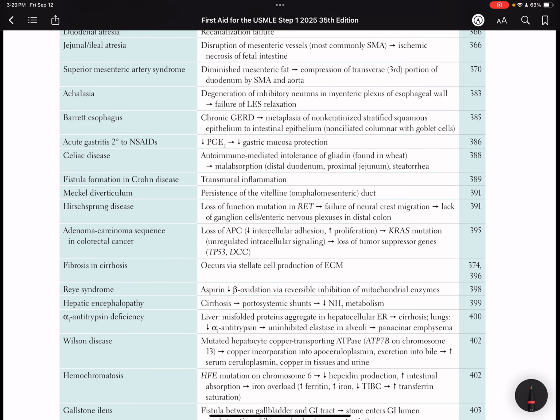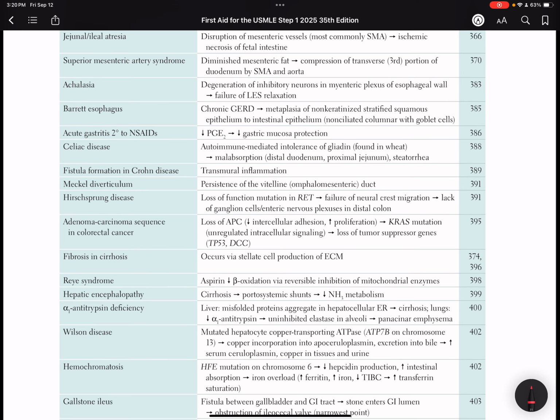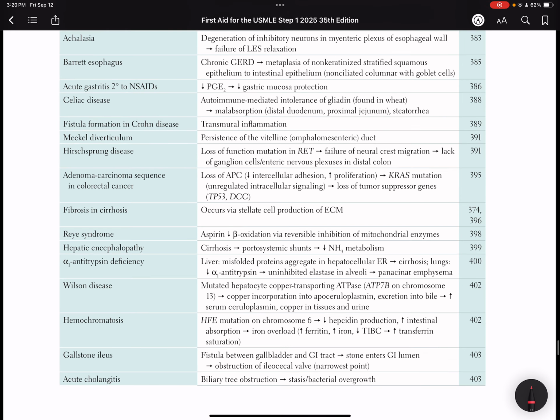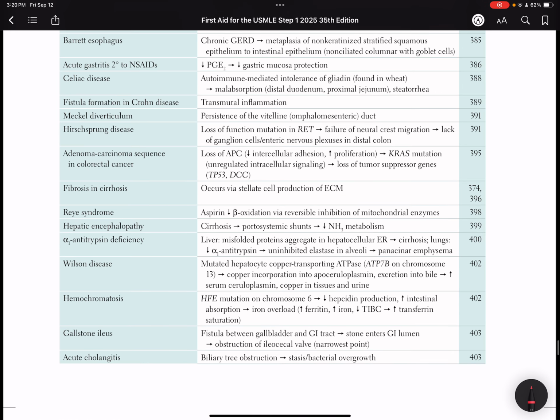What is achalasia? Achalasia is degeneration of inhibitory neurons in mesenteric plexus of esophageal wall, causing failure of lower esophageal sphincter relaxation. Achalasia, degeneration of inhibitory neurons in mesenteric plexus of esophageal wall, causing failure of lower esophageal sphincter relaxation. Next condition is Barrett's esophagus.